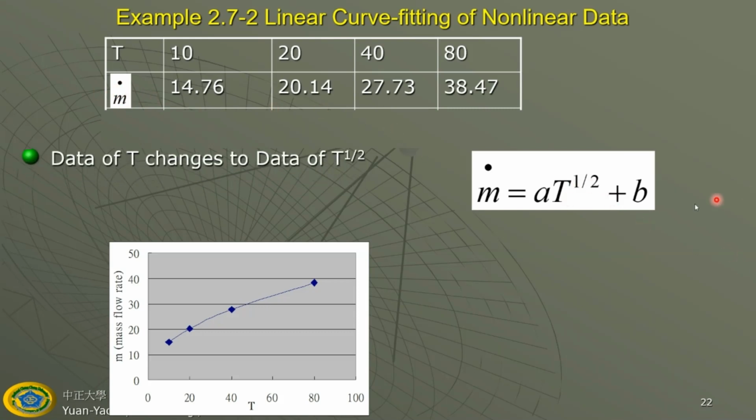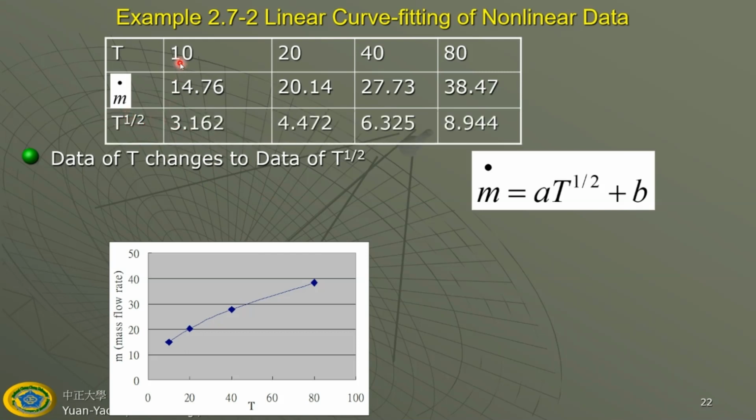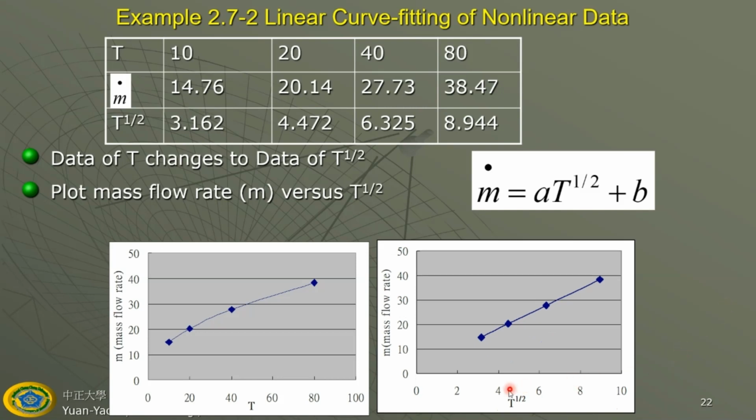So let's plot this data. Let's take the square root of the temperature. The square root of 10 is 3.162. The square root of 20 is 4.472. 40 is this. 80 is this. So now you need to have a plot like this. Plot the mass flow rate versus the square root of the temperature. So the square root of temperature here, and the mass flow rate here. And bingo, you found out this is linear.